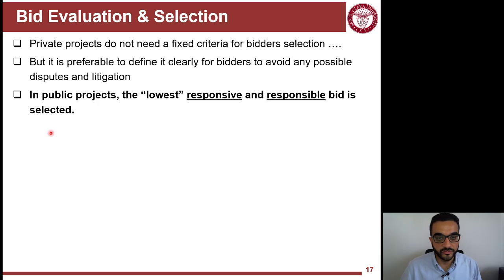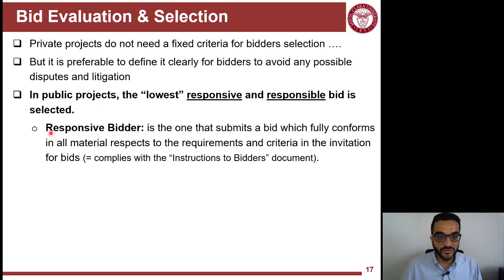What does it mean, responsive and responsible? Responsive is basically a bidder who satisfies all the requirements, or fills all the fields in the forms, so that everything is complete in the bid.